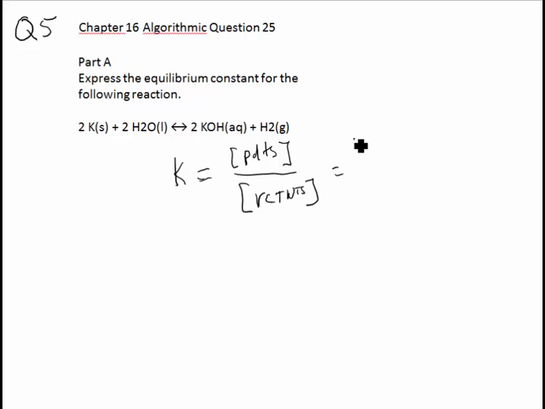So in this case, that's going to be H2 times KOH. But in this case, there's a coefficient of 2, so that's raised to the power of 2. And then we've got a solid and water, which is a pure liquid, so there is no denominator, and this will be what the equilibrium constant is.